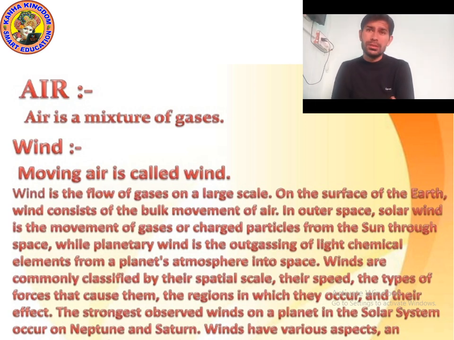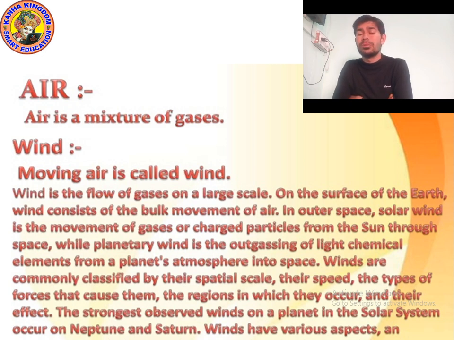Air surrounds the earth, so air forms different layers. At some places air is dense, at some places air is thin. When the air moves, it forms the wind. Sometimes wind blows very fast, sometimes slow.